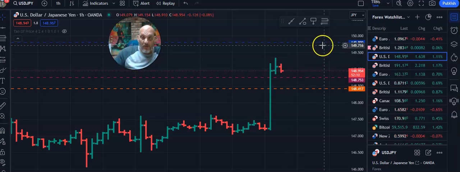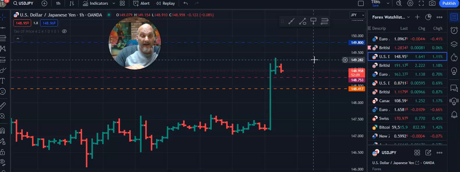The resistance point in dollar yen is 149.80. That is a straight up resistance point. So if we get through 149.80 and close above it, then this marketplace is probably going back to 149.80, 149.77, 150.90. That's the next level of resistance. So I know it's not much help.